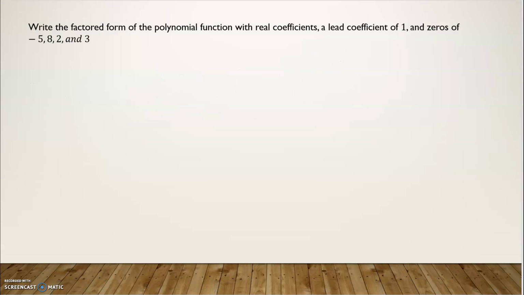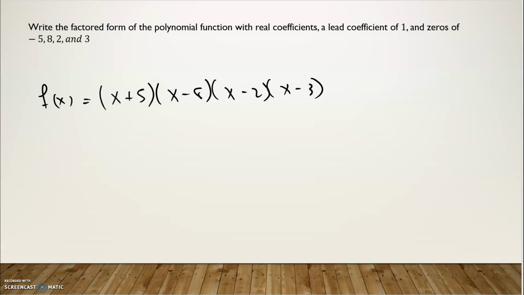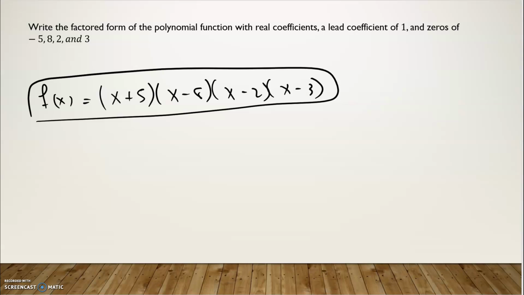Write a factored form of the polynomial function with real coefficients, a leading coefficient of 1, and zeros of negative 5, 8, 2, and 3. Okay, so let's do that. So we have a lead coefficient of 1. Okay, and so we're going to have x plus 5, x minus 8, x minus 2, x minus 3. And that's it. All I do is look at those and I change the signs and have an x in front of those. And that's it.